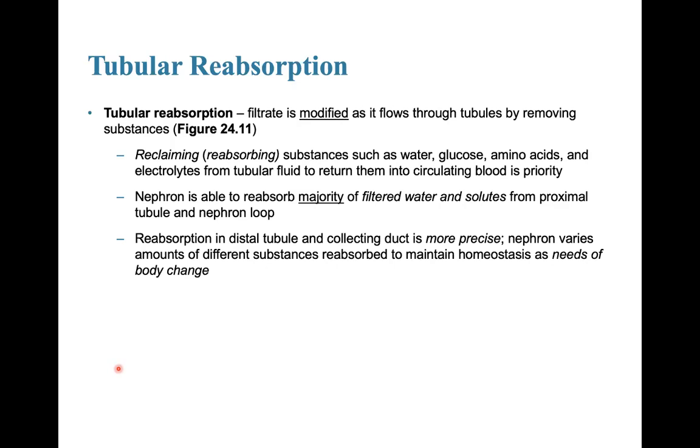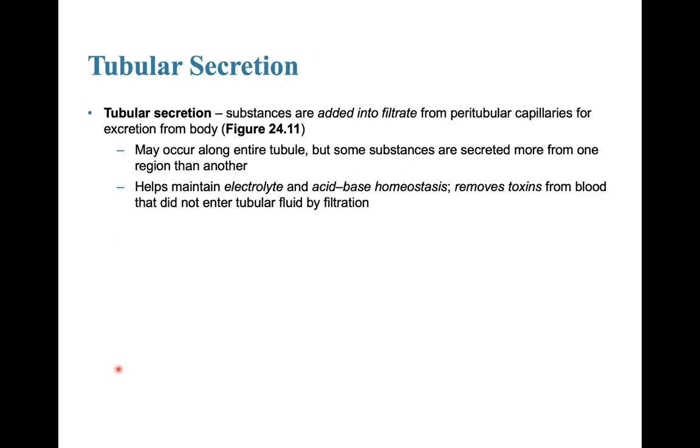The nephron is able to reabsorb a majority of filtered water and solutes from the proximal tubule and the nephron loop. Reabsorption in the distal tubule and collecting duct is more precise. The nephron varies the amounts of different substances reabsorbed to maintain homeostasis as needs of the body change.